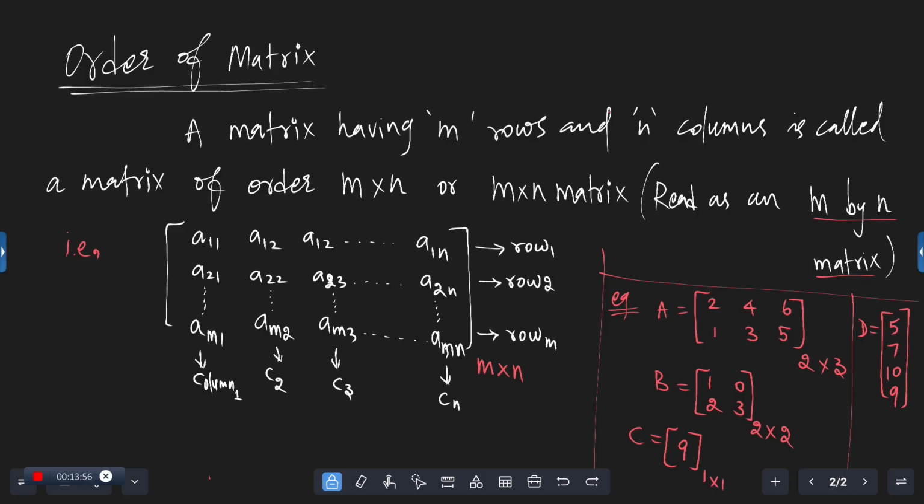So this is one matrix I mentioned. How many rows do we have? 4 rows, 1 column. So 4 by 1 you have to write. Have you understood?